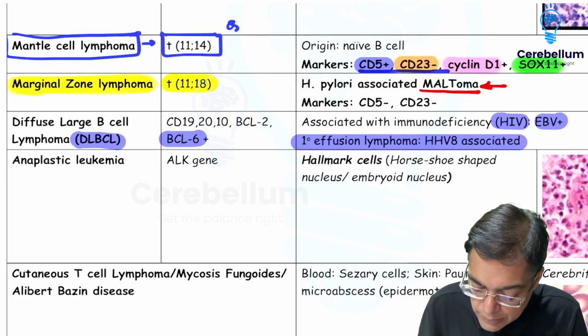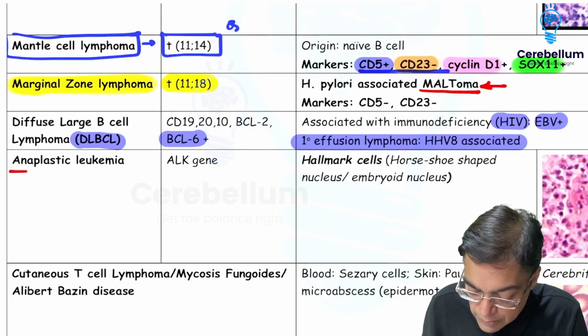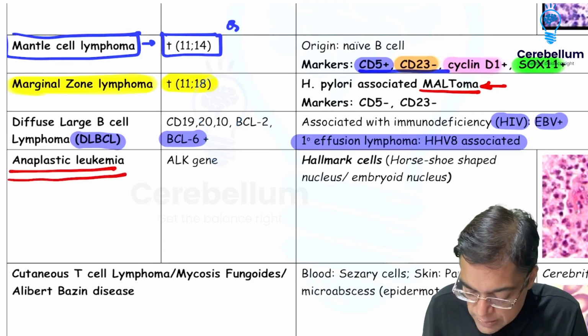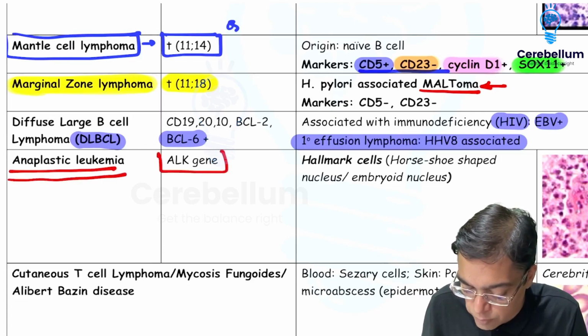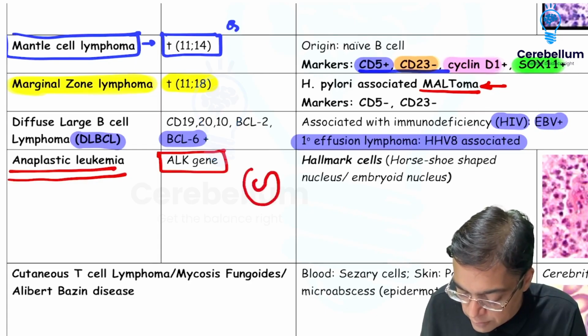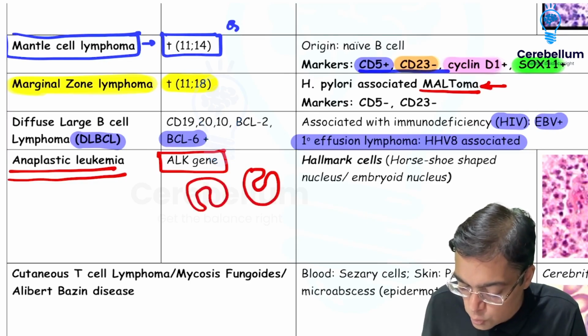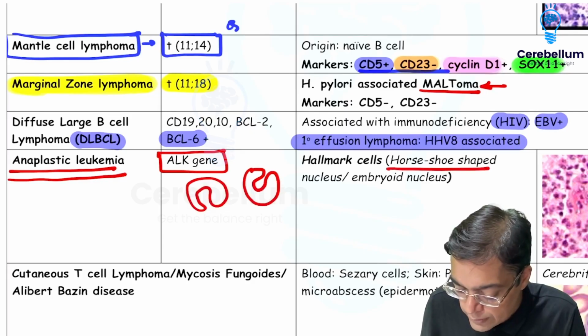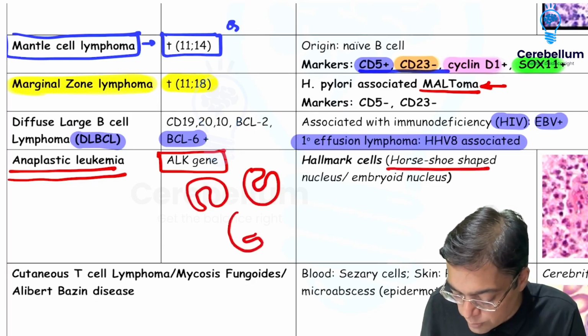Next example of a malignancy that we need to have an idea of is given the name of anaplastic lymphoma. Anaplastic leukemia/lymphoma is associated with ALK gene involvement. And the characteristic feature over here is that the patients are going to be having tumor cells which have a nucleus resembling a horseshoe. So horseshoe shaped nucleus. Sometimes if you look at the nucleus, it is going to be having an appearance like this.